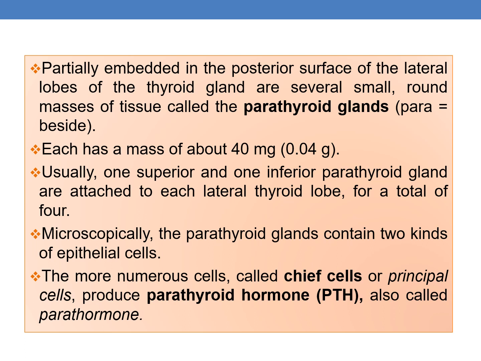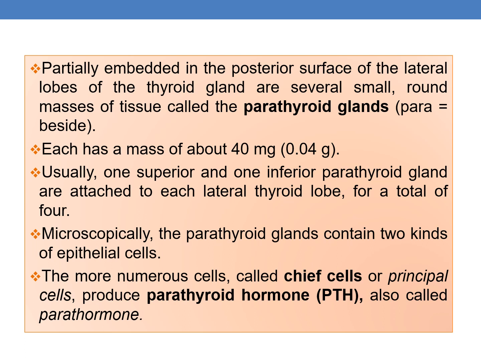Coming to the location, partially embedded in the posterior surface of the lateral lobes of the thyroid gland are several small round masses of tissue called parathyroid glands, and each has a mass of about 40 mg. Usually one superior and one inferior parathyroid gland are attached to each lateral thyroid lobe, for a total of 4. So in total there are 4 parathyroid glands.